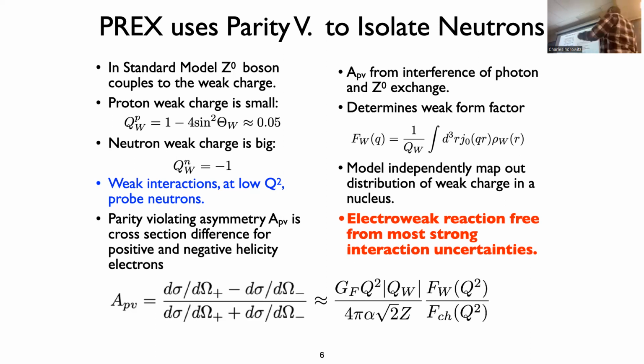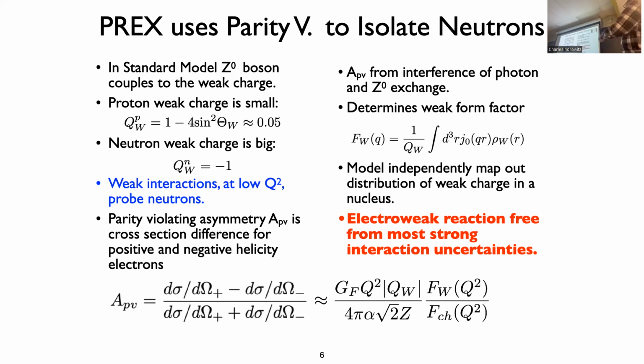The parity violating observable is this asymmetry: the cross-section for scattering positive helicity electrons minus the cross-section for scattering negative helicity electrons. If you reflect a positive helicity electron in the mirror, it's negative. So this observable violates parity, and it's the weak interaction. It's about a part per million. We'll get to that in a second.